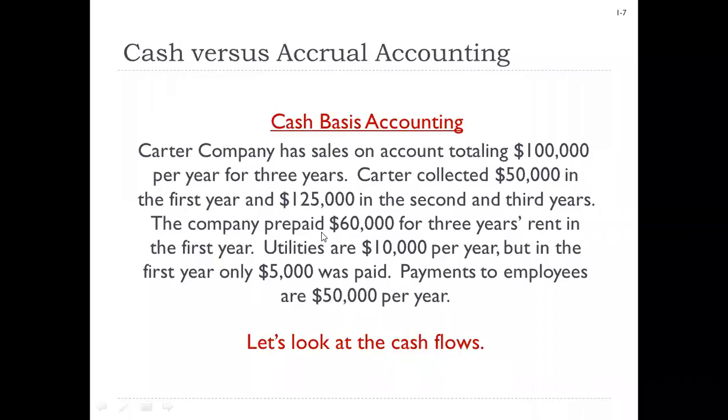The company prepaid $60,000 for 3 years rent in the first year. So they're paying $20,000 a year for rent, but they're paying it all at once in the beginning. Okay. Utilities are $10,000 a year, but the first year only $5,000 of cash was actually paid. Okay. And payments to employees are $50,000 a year.